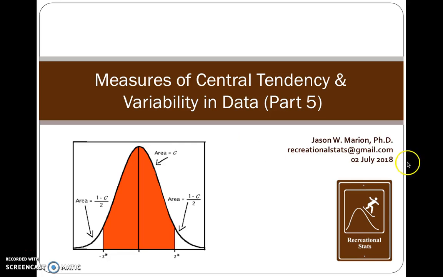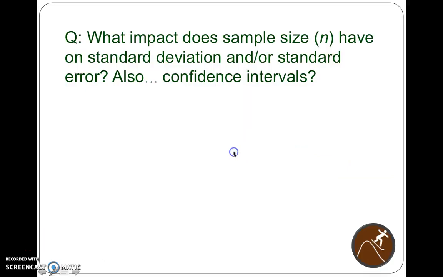All right, continuing on in regards to our measures of central tendency as they relate to the standard normal distribution or the Z distribution, as well as variability in the data and our ability to draw inferences about the true population mean from a sample. So the question we've got here for you is, what impact does sample size, so how many people do you take measures from, have on standard deviation and/or standard error, and also confidence intervals? So we're going to speak about confidence intervals here later as well.